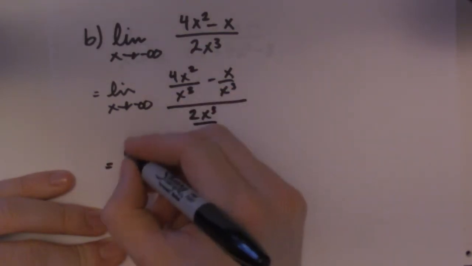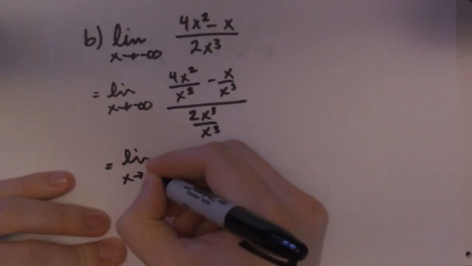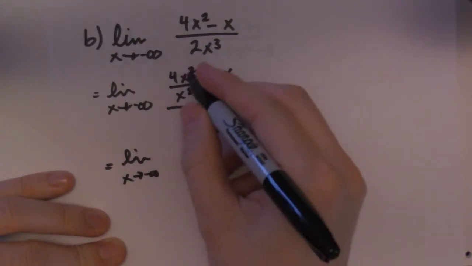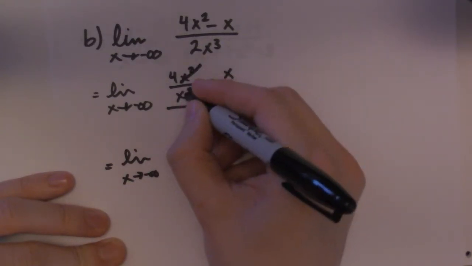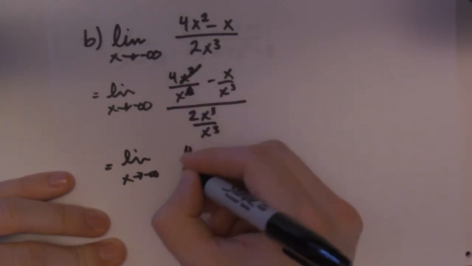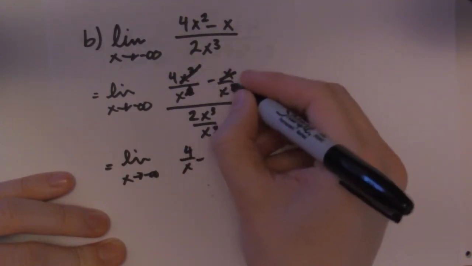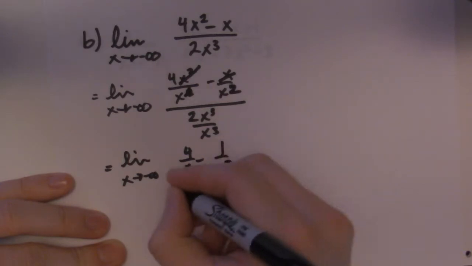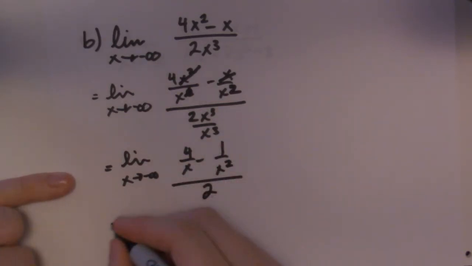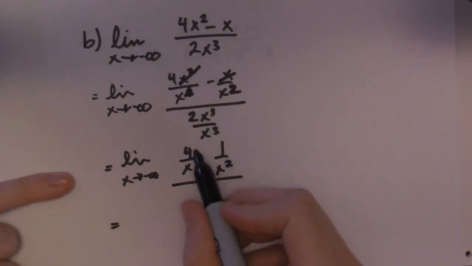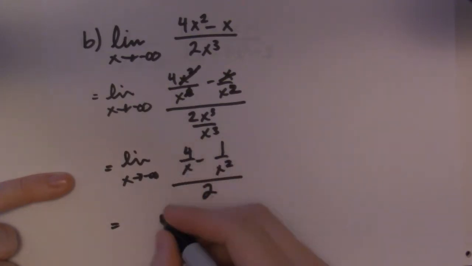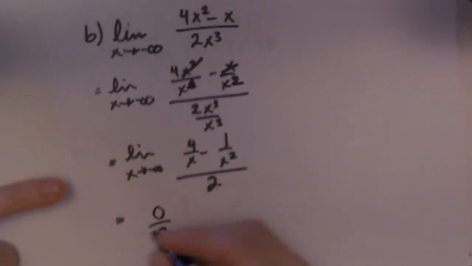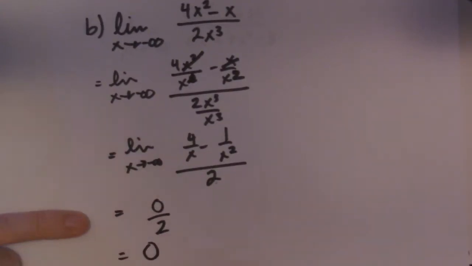So on the top here, I get the limit as x goes to infinity. The x squared cancels, the cube is gone, so I get 4 over x. The x is gone, and this is changed down to an x squared, so I get 1 over x squared. And then on the bottom I get left with 2. So essentially we have x's on the bottom, so 4 over negative infinity is 0, and 0 over 2 is 0.